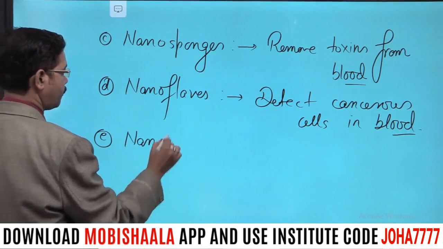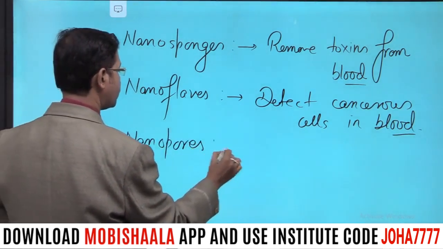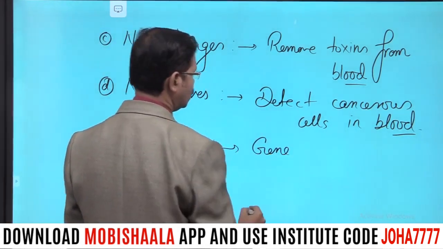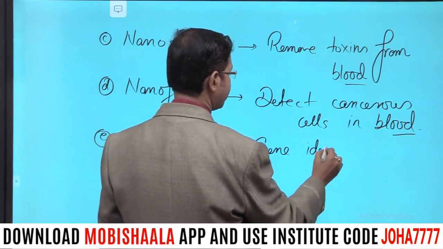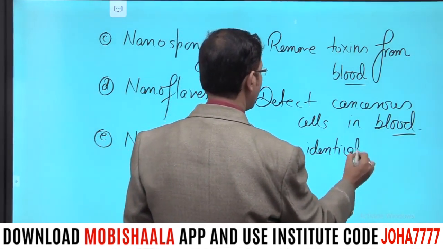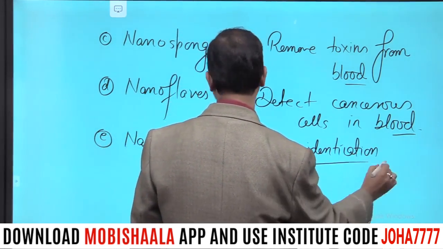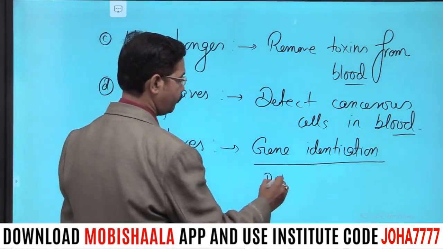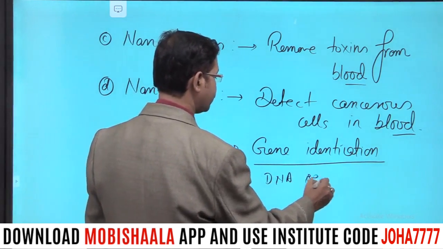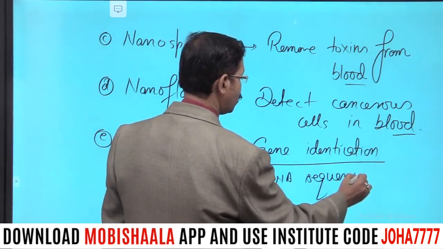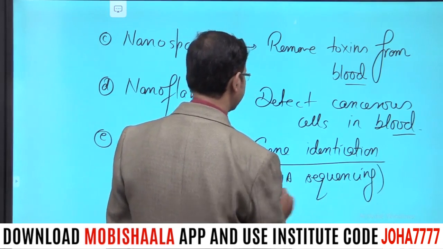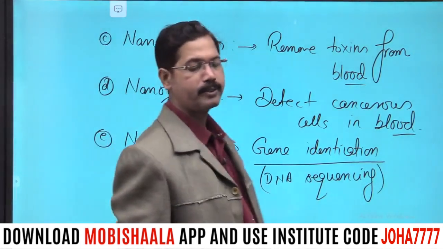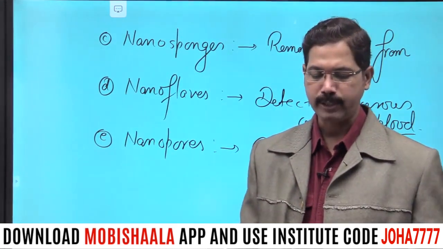And at last, nanopores are used for the purpose of what? Gene identification. If you want to identify gene, there is role of what? Nanopores. So this is also called what? DNA identification, or it is also called DNA sequencing. So these are the applications of the nanotechnology.